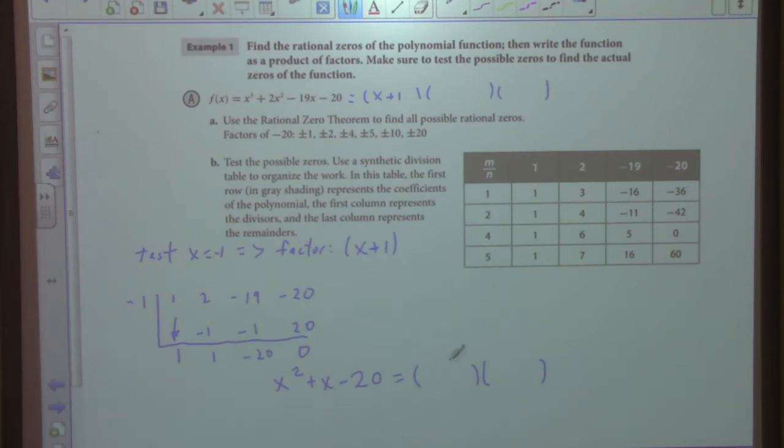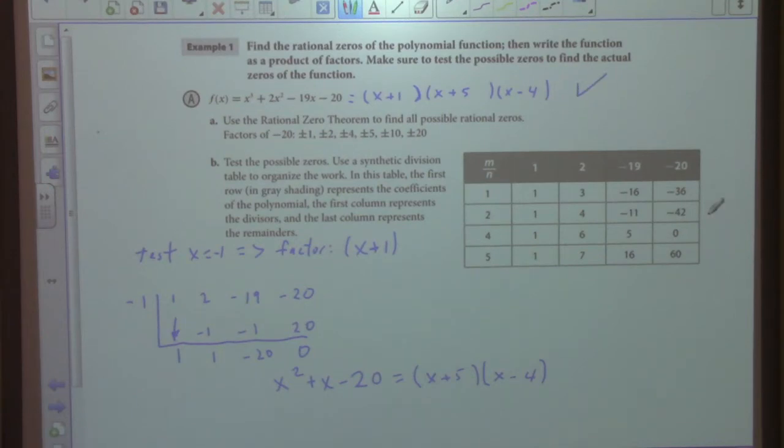Okay, let's try this. Steve-O says x plus 5, and he tries x minus 4. Is that right? Yeah. Is that going to work out? Yeah, it is. So we know that our factored form is going to be x plus 5 times x minus 4. And that's the fully factored form. And so that is going to be our answer to the question.